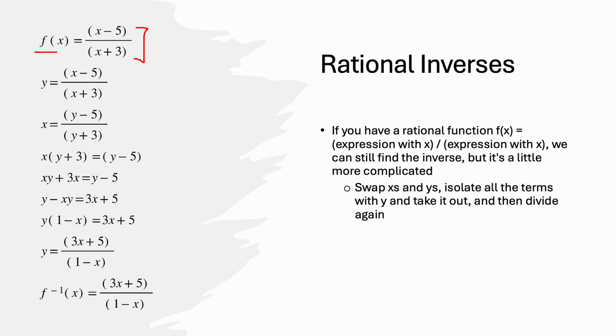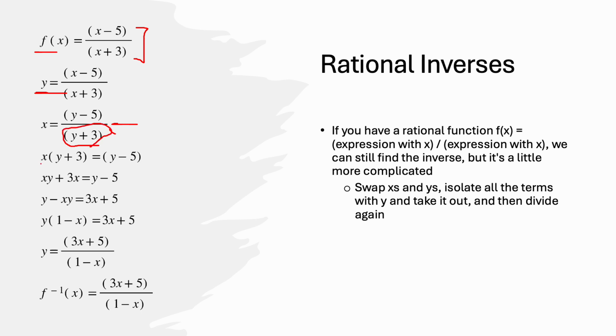So again, f of x is the same thing as y, so we can just replace that with y. Then we're going to swap the x's and the y's, which is what we do right here. You see the y equals becomes x equals, x minus 5 becomes y minus 5, x plus 3 becomes y plus 3. And then because we're still trying to get the y on one side, we're going to multiply everything by y plus 3 because this is the denominator.